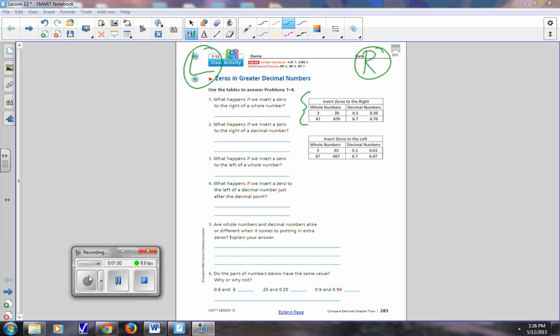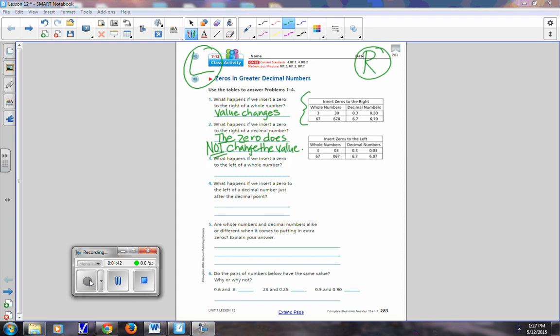The value changes. Now, if we insert a 0 to the right of a decimal number, so like here I have 3/10 and I add a 0 to the right. Here I have 6 7/10 and I add a 0 to the right. What do you think happened? The 0, when inserted after a decimal, does not change the value. It doesn't get bigger, and it doesn't get smaller.